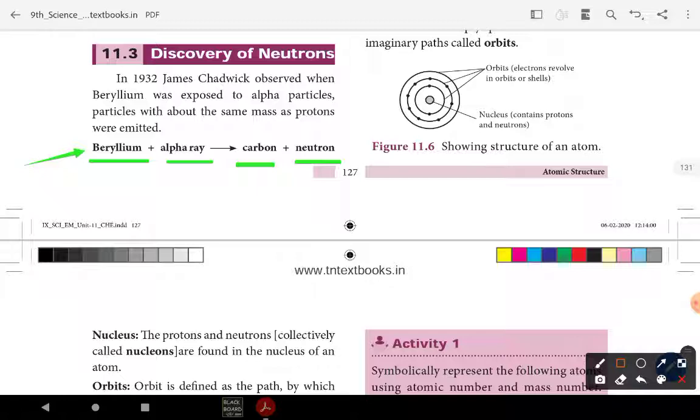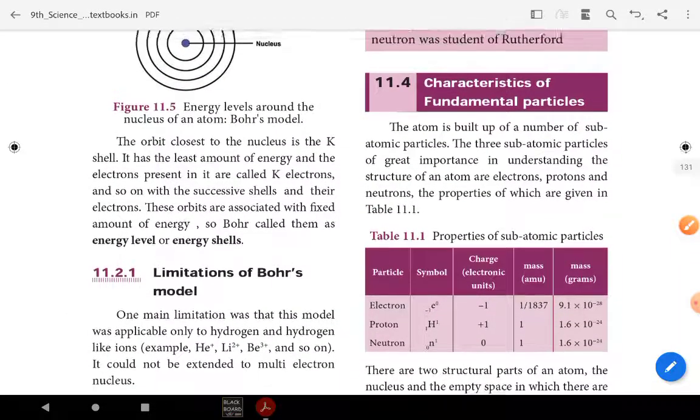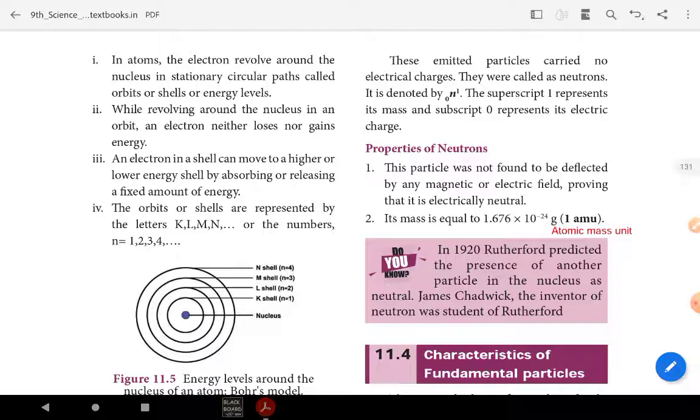So James Chadwick, this person, was the one who discovered the neutrons by this experiment. These emitted particles had no electrical charge. They didn't have any positive charge or negative charge, no electrical charge. They were given the special name neutrons, neutral. Just remember children, neutrons mean neutral. So they were called neutrons. How is it denoted?